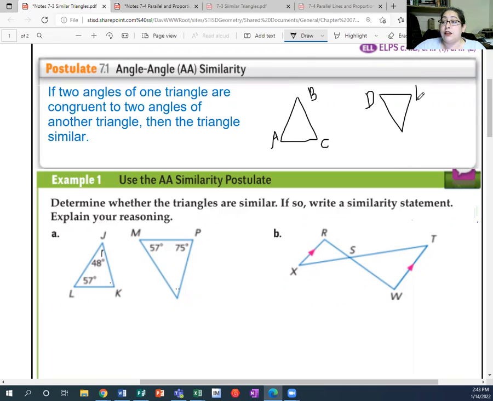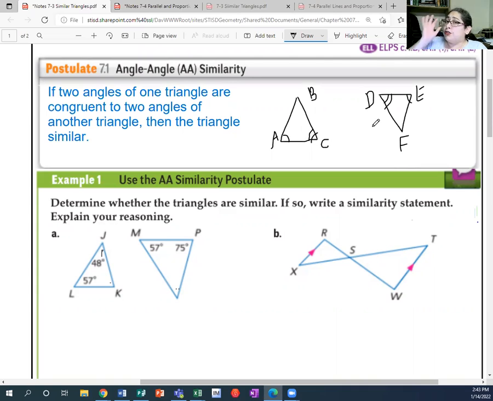I've just got some triangles here. There we go. I've even named them. And it says two angles in one triangle congruent to two angles in another. So I'm going to put some congruent markings on two of those angles. There we go. And I'm going to put some congruent markings on two other angles on the other triangle. There we are. This information is enough for us to say that the triangles are similar to each other.